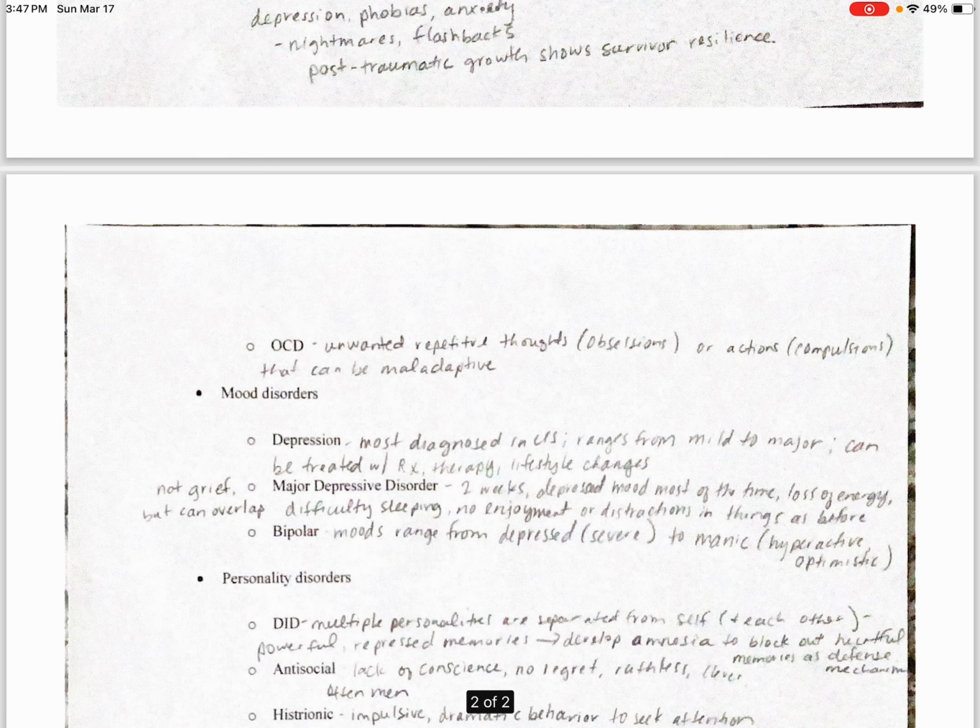OCD is the last anxiety disorder I want to talk about. Obsessive compulsive disorder. This is characterized by unwanted repetitive thoughts, which are the obsessions. You keep thinking about it and you can't stop thinking about it. Like it just keeps playing over and over and over in your mind. Or actions, those are the compulsions. And those are the things that we're doing. We're counters, we're checkers, we're hoarders, things like that.